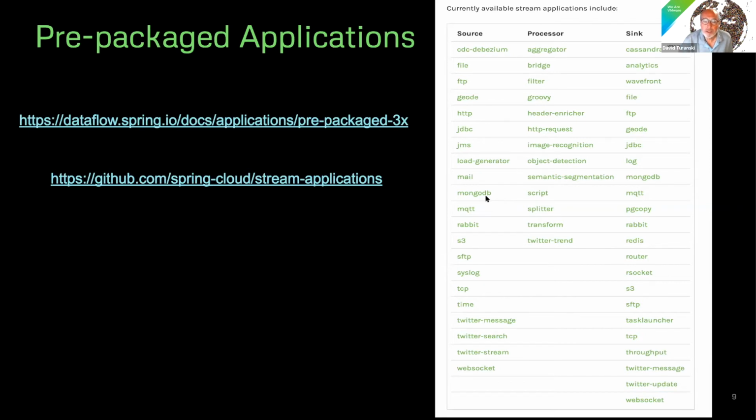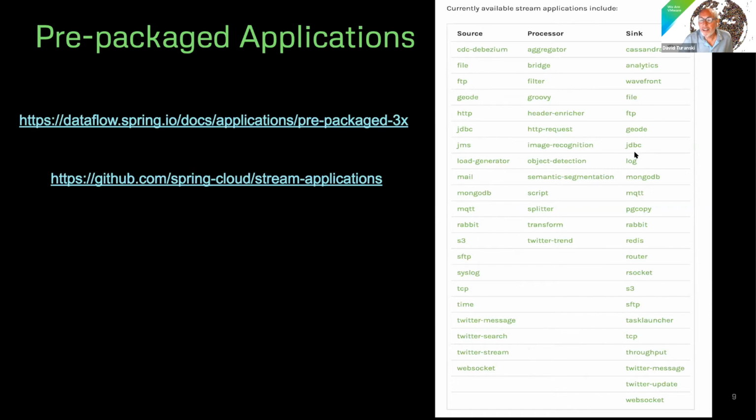JMS source can process mail. MQTT for IoT. NoSQL data sources such as MongoDB and S3. And we can process messages from an external Rabbit cluster and so forth. We have some Twitter capabilities and WebSocket sources as well.